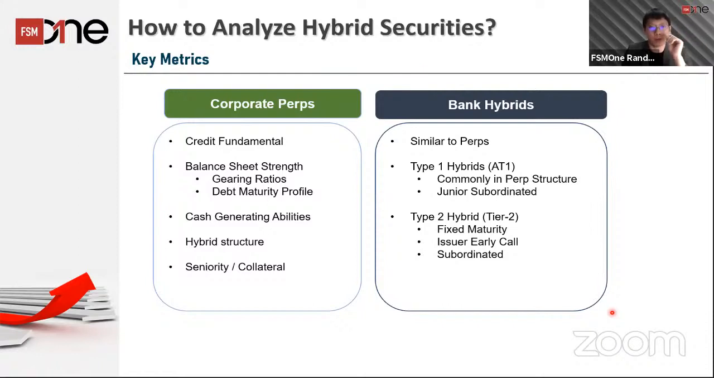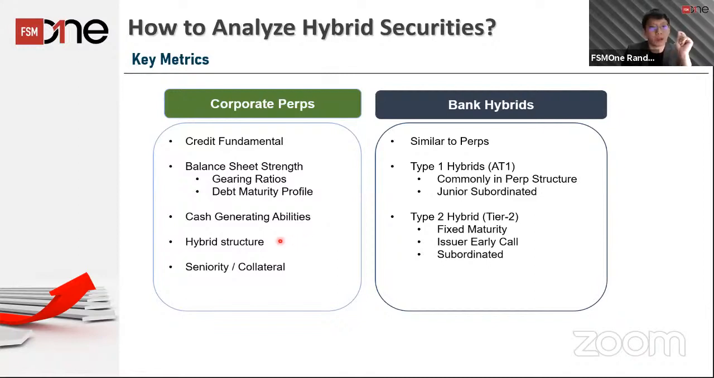And again, before you make any decisions, here are some indicators or guidelines for you to follow if you want to analyze hybrid securities. For corporate bonds like perpetual bonds, first thing first, we analyze the credit fundamentals of the company to see whether its debt level is at a reasonable level. We can look at the balance sheet to check the gearing ratio and the debt maturity profile. The most important thing is whether the company has strong cash-generating assets to consistently pay all the coupon payments or debt obligations.